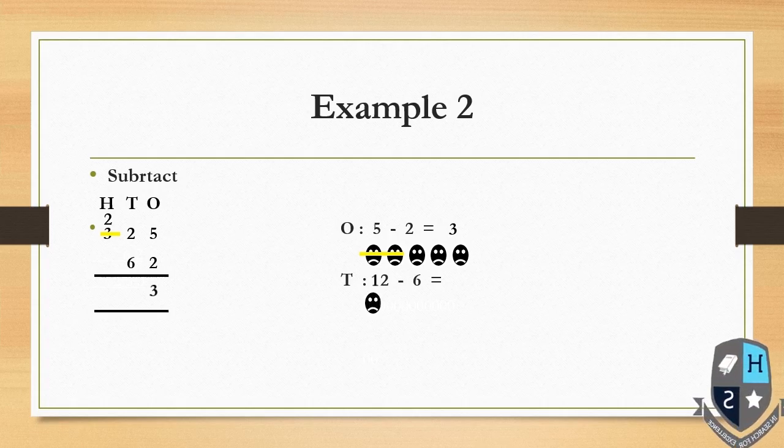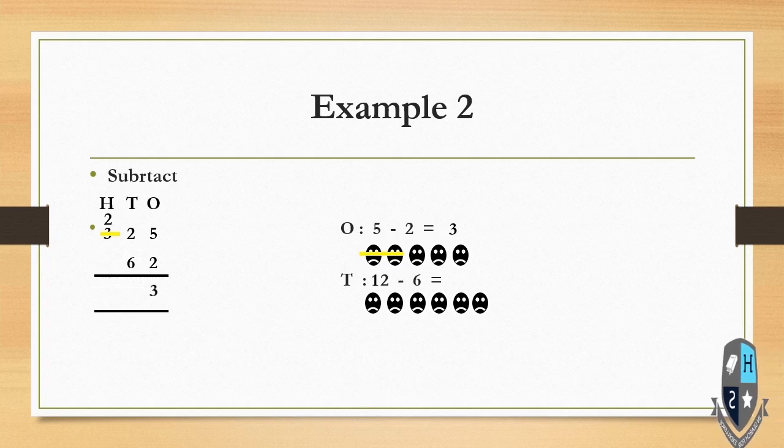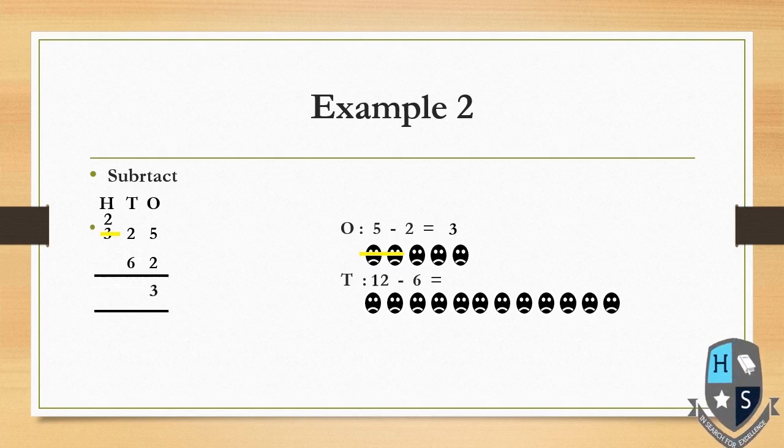Count 12 balls. 1, 2, 3, 4, 5, 6, 7, 8, 9, 10, 11, 12. Good. Take away 6 balls. Now, let's count how many remain. 1, 2, 3, 4, 5, 6. So 12 take away 6 is equal to 6. We write it in tens. Let's go and finish with hundreds.